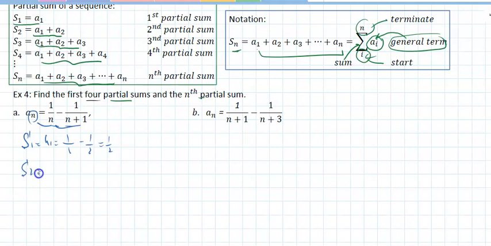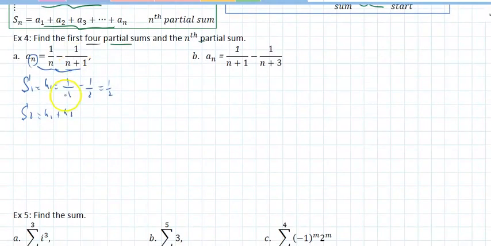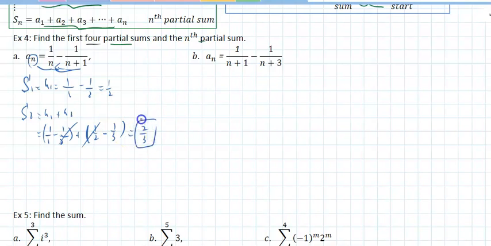S sub 2 is a sub 1 plus a sub 2. Well, a sub 1 is 1 over 1 minus 1 half, plus a sub 2. And a sub 2 is, put a 2 in there, 1 half minus 1/3. Do you notice those cancel out? And I'm left with 1 minus 1/3, which is 2/3.